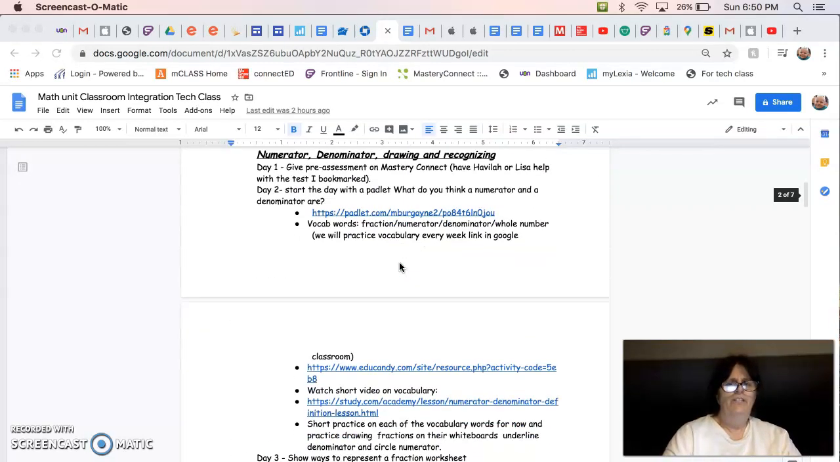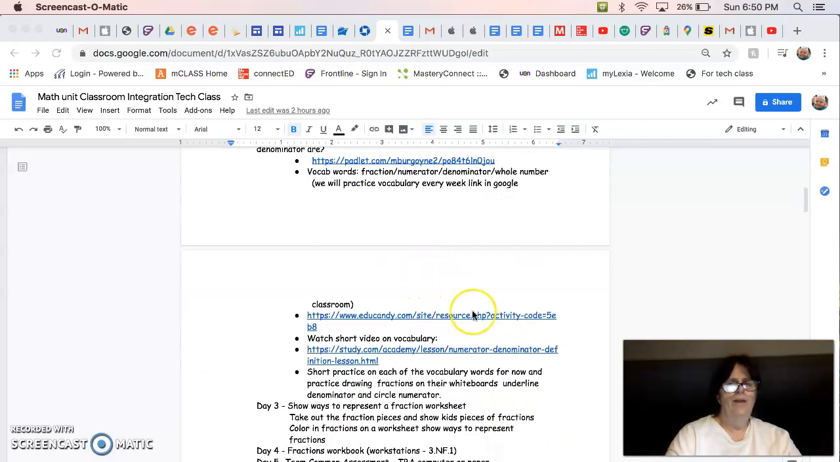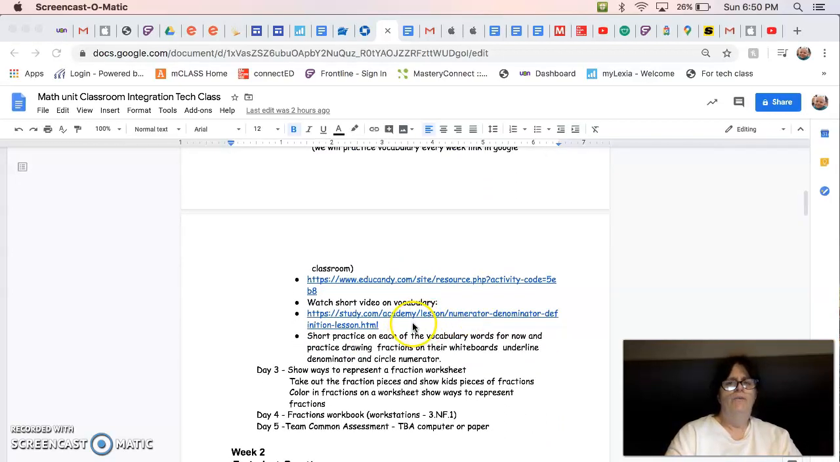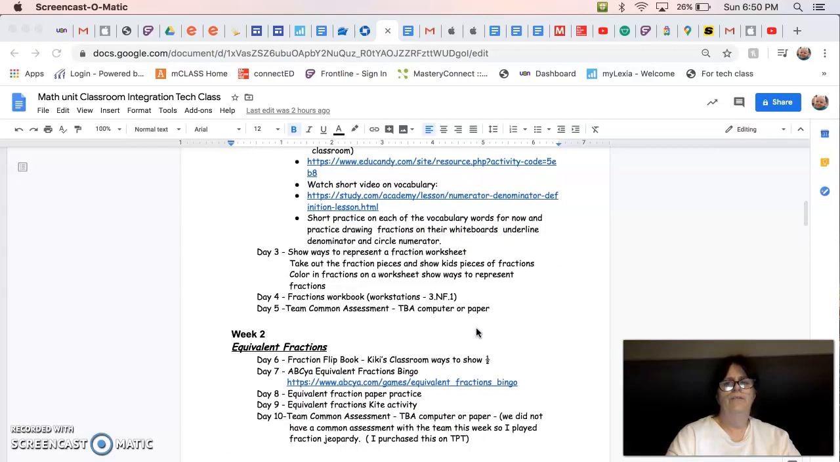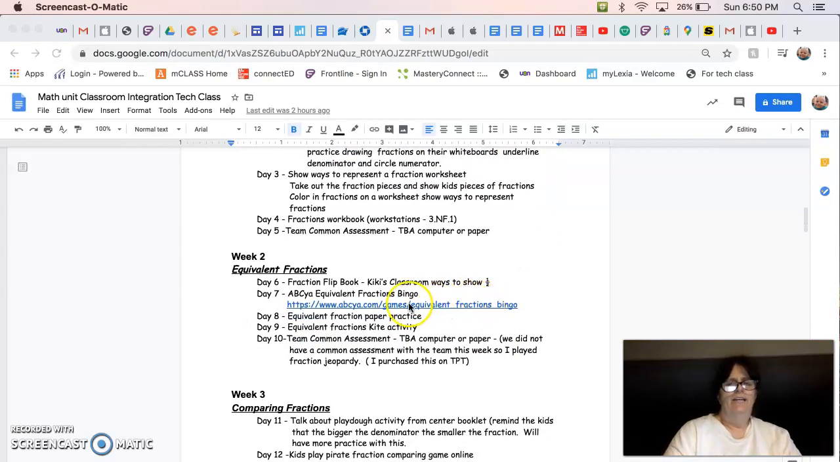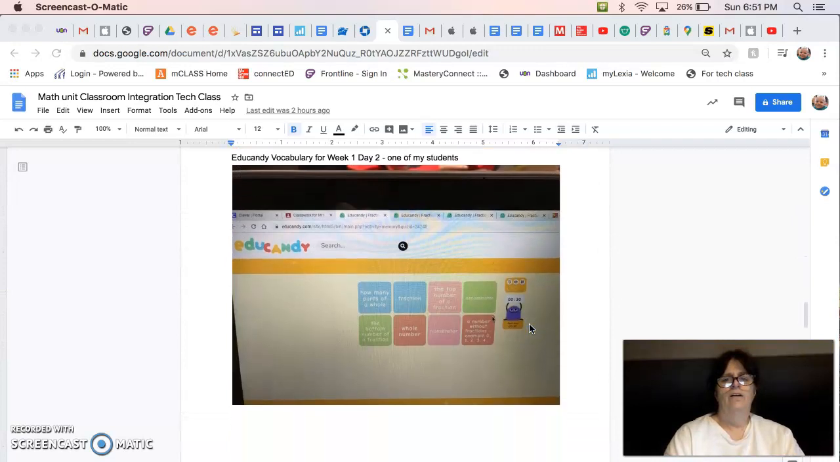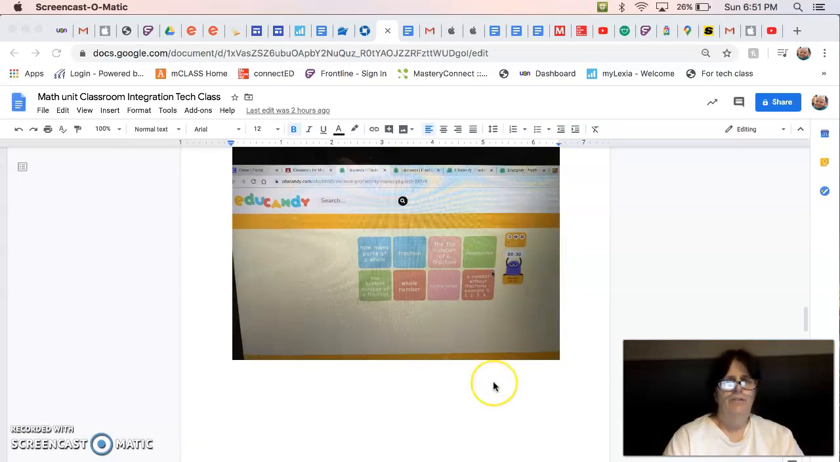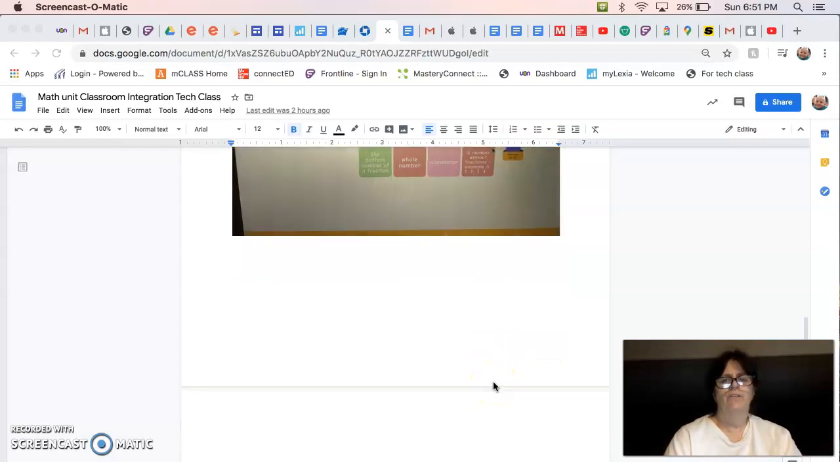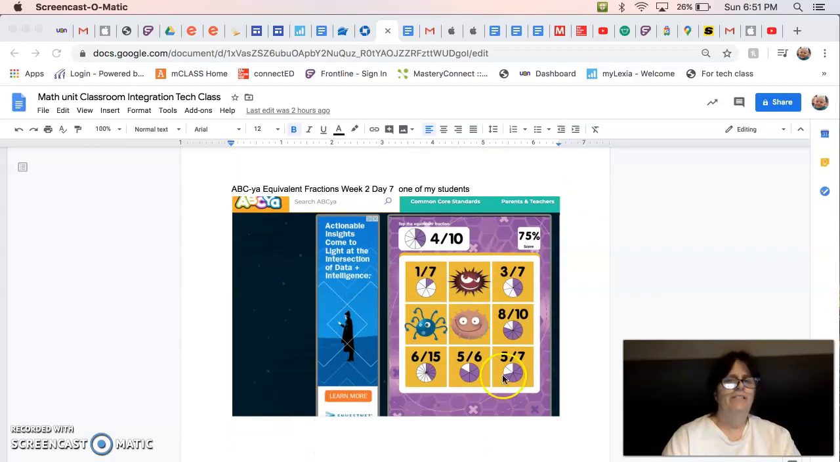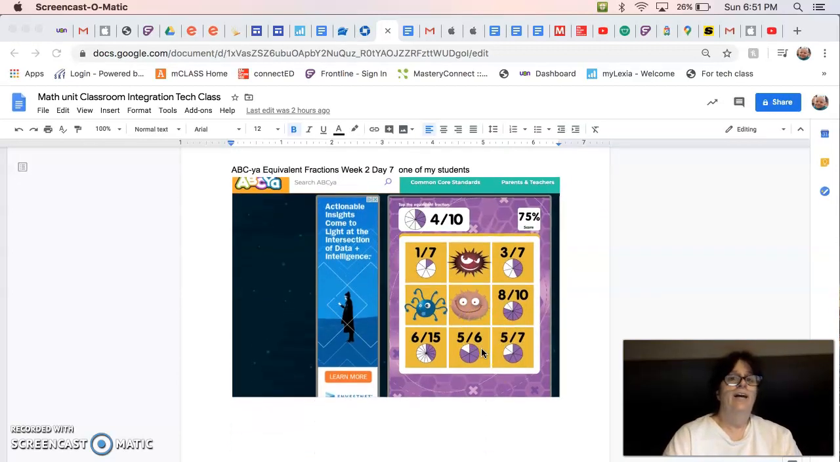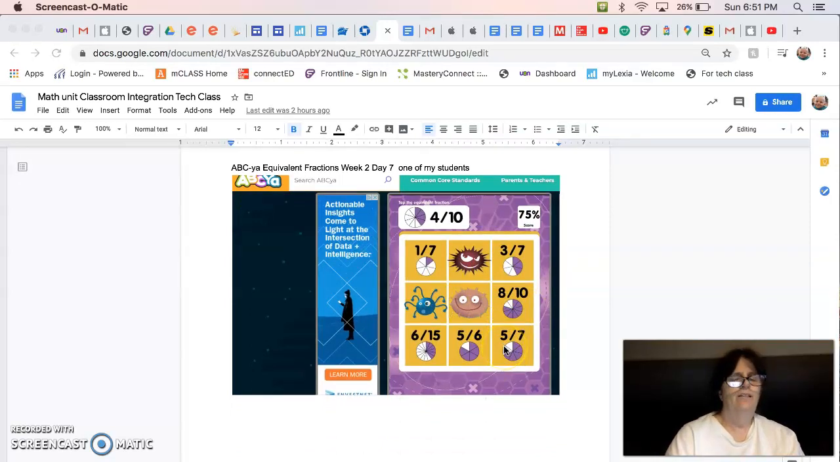Some other technology that we used was Educandy for vocabulary. We watched a video on numerators and denominators. We did an ABCya equivalent fractions bingo, and I'll show you that down here. Oh, that's my Educandy vocabulary picture. I just took a picture of that really quick. The ABCya has a bingo. It had a really big bingo board, and that was just way too hard.